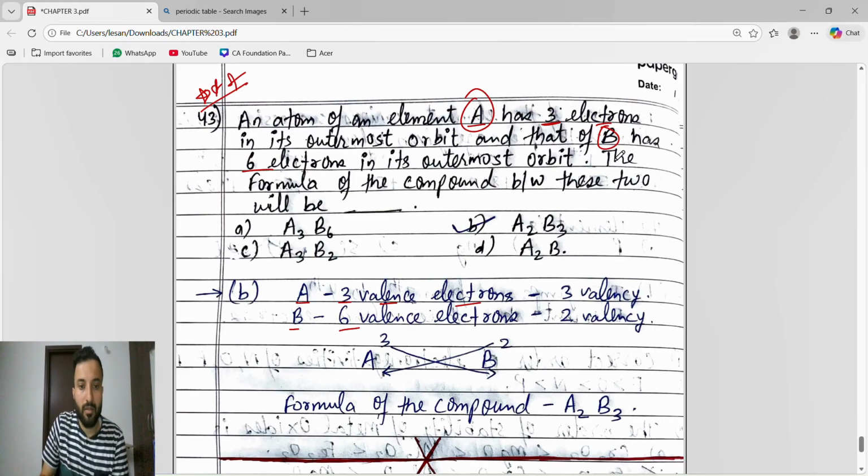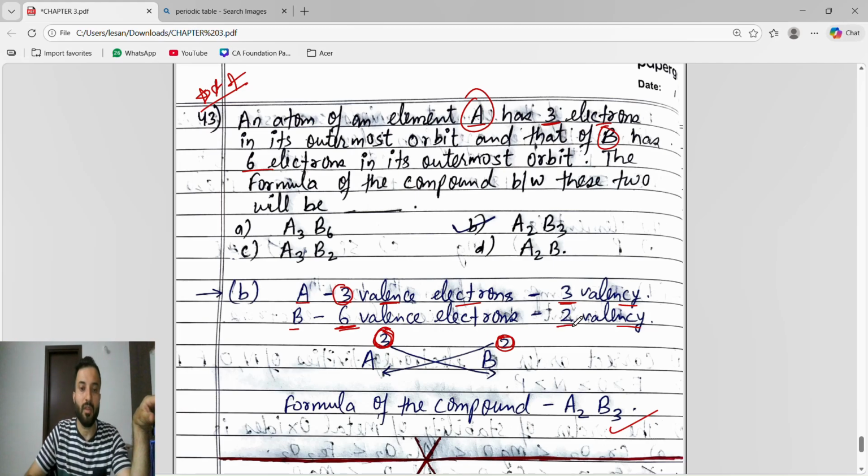Okay. The formula of the compound between these two, A and B. Guys, see, very important thing. Valence electron, for making the formula we have to write it here, correct? And then we have to interchange, we will get the formula. Easy peasy. So for writing here, we are not going to write the valence electron. In the examination students make this mistake, they will write the valence electron here. No. Here we will write the valency. And we know valence electron and valency are different. So A is having 3 valence electrons, so 3 valency. B is having 6 valence electrons, so 2 valency.